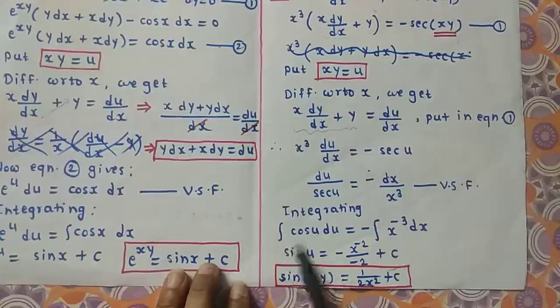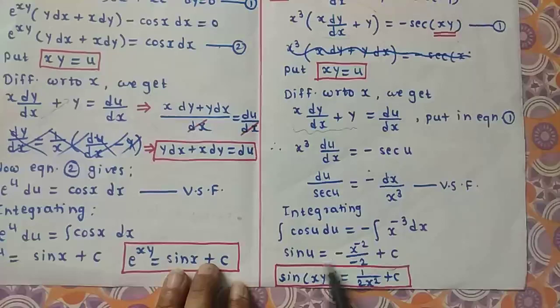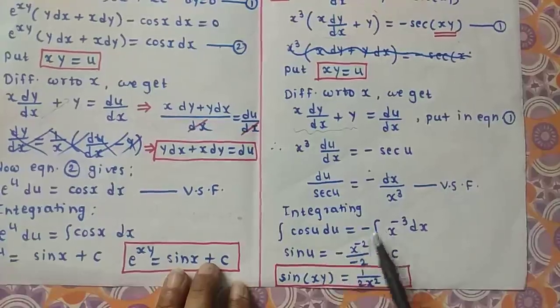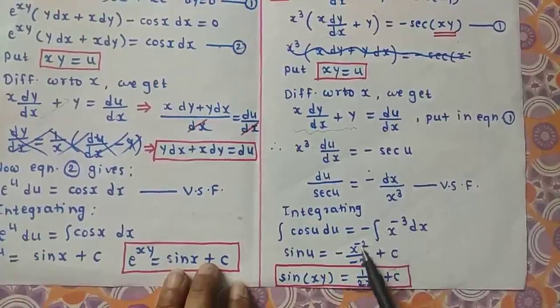So integration of cos u du equals to minus of this, 1 upon x cube can be written as x to the power minus 3 dx, and integration of cos u is sin u equals to this minus sign as it is, and while taking integration we add 1 in the power, so we get x to the power minus 3 plus 1, that is x to the power minus 2 divided by minus 2, plus constant of integration c.